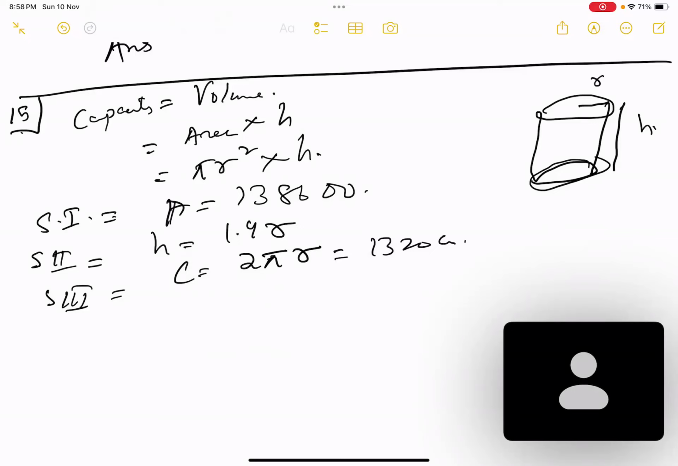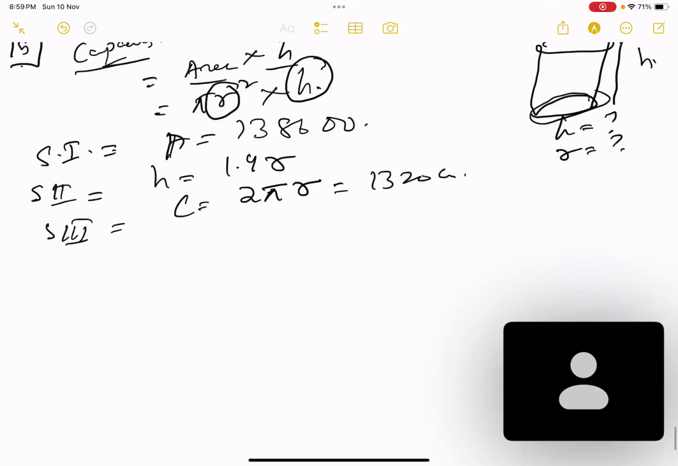In order to find the capacity, we require two entities, right? Area into height. Now area into height is nothing but pi r square into h. Now we require two more entities, height and radius. We don't know height, we don't know radius.